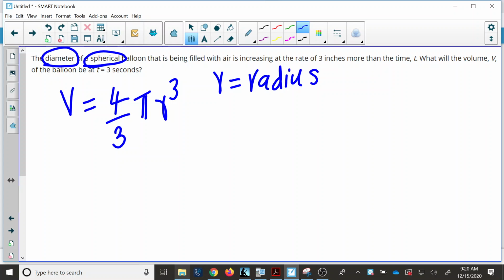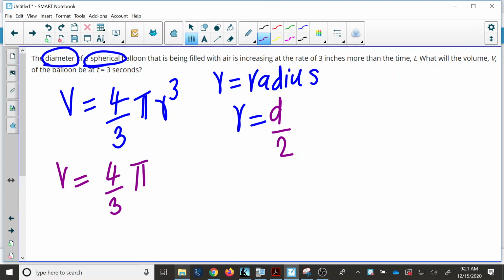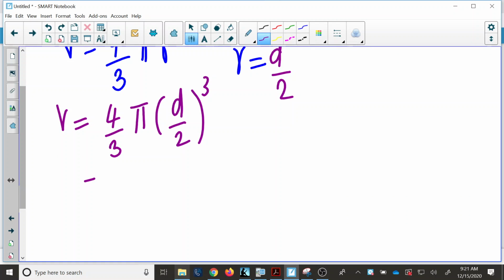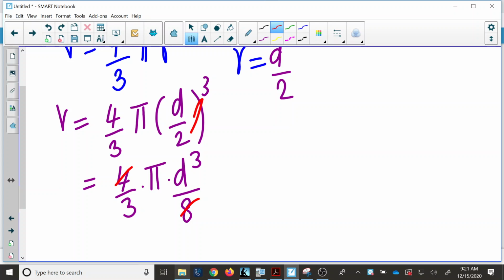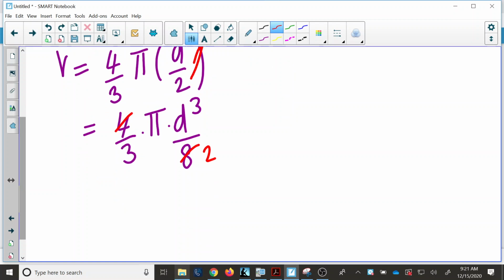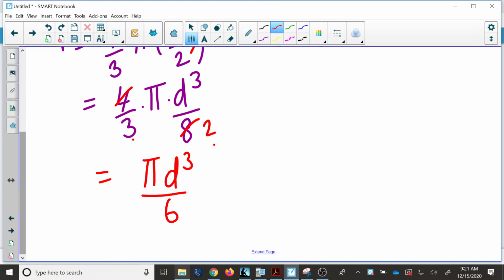So instead of the radius, if I were to plug in a diameter, I can simply say r equals half of the diameter, let's say d. So I'm going to plug in here 4 by 3 pi times d by 2 cubed. Now I'm going to simplify this: 4 by 3 times pi times d cubed over 8, because 2 cubed is going to be 8. Now 4 and 8 you can cancel out, so it's going to be 2, and you can multiply 3 and 2, which will be pi d cubed over 6. Okay, now that's the expression for the volume.